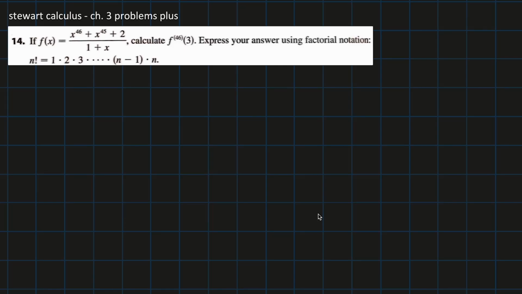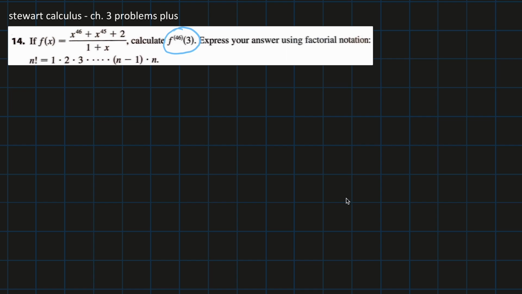We are told if f of x is equal to (x to the power of 46 plus x to the power of 45 plus 2) all over (1 plus x), calculate the 46th derivative of f of x, where x is equal to 3. So that's what this notation right here means. It means you take the 46th derivative of this expression, and they want you to find the value where you plug in 3 for x. And then they say express your answer in factorial notation.